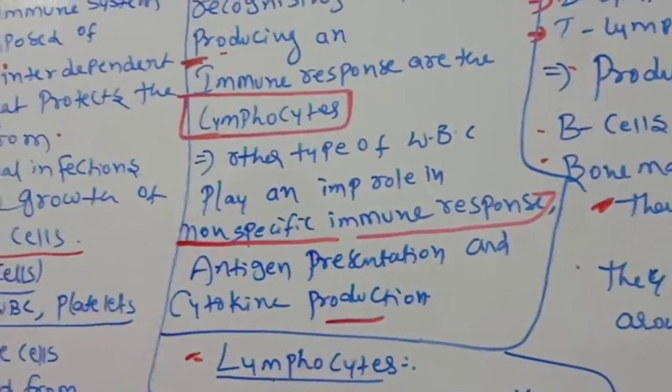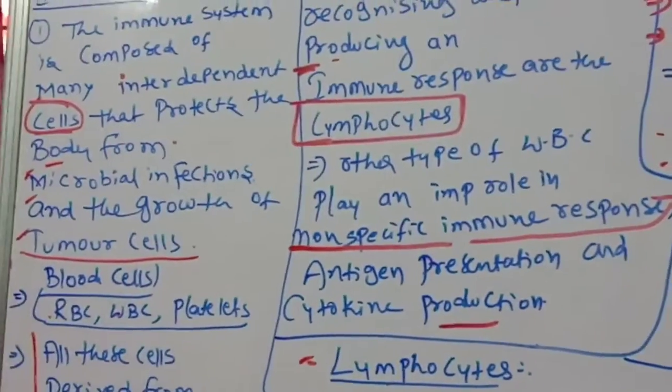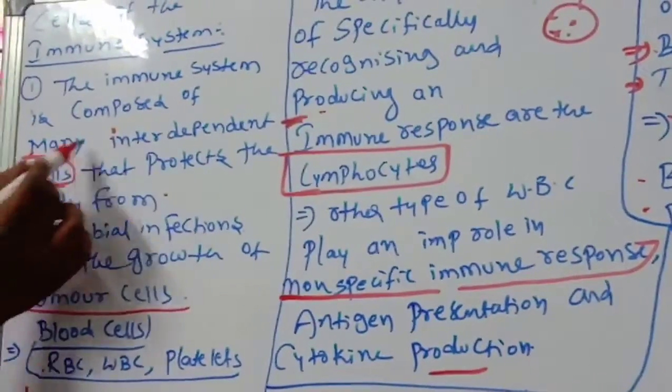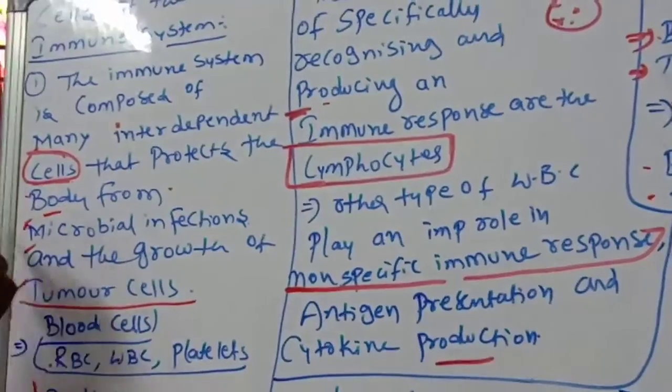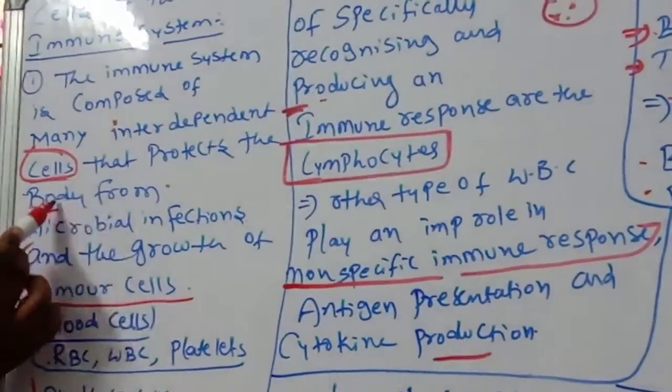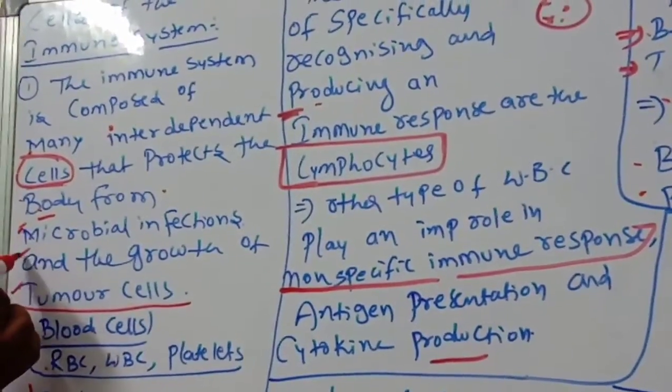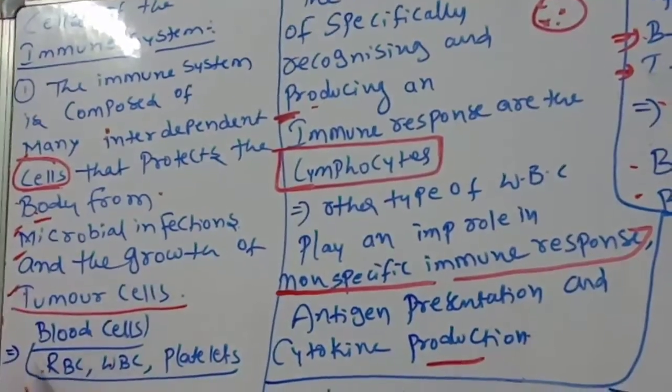So once again I am telling you, listen carefully. The immune system is composed of many interdependent cells that protect the body. Interdependent means one will be dependent on the other. Protects the body from what? Microbial infections and the growth of tumor cells.